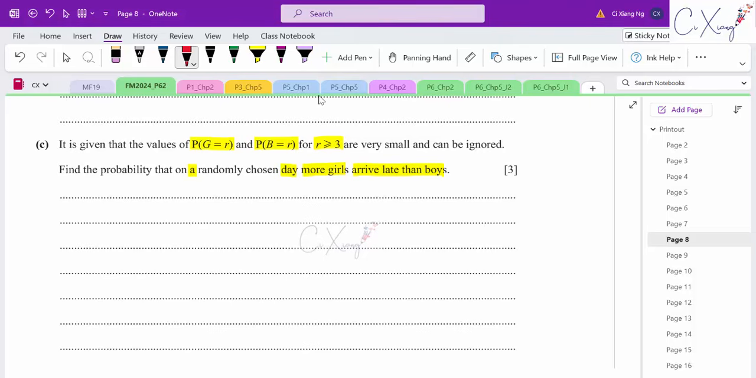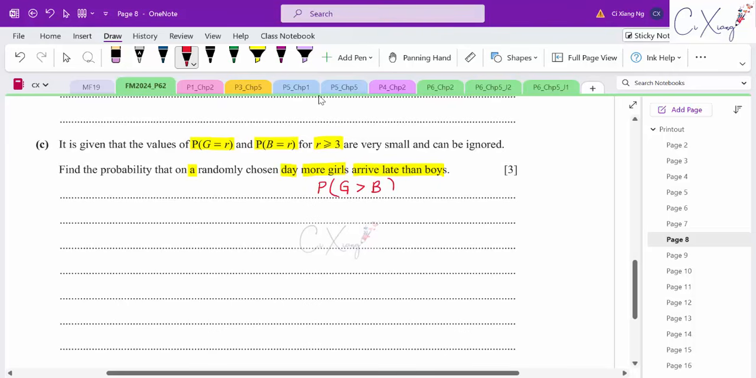Alright, when they are saying that more girls arrive late than boys, most of the students might think of this: more girls than boys, so G greater than B. So we might want to calculate the probability in this way. But like what I told you just now in one of the questions, I cannot find a probability when both sides have a random variable. So I have to move all the random variables to one side. So G minus B greater than 0.